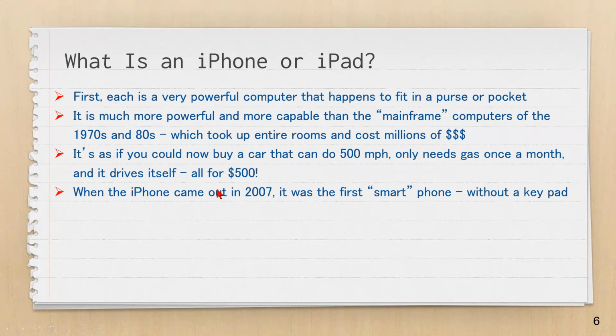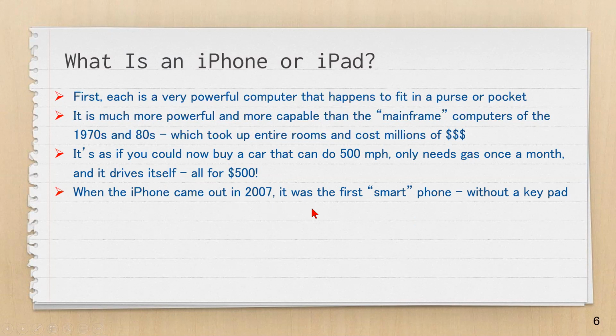So imagine that in comparison, that's like you could buy a car today that can do 500 miles an hour, only needs gas once a month, and it drives itself, all for $500, because that's what it is. A computer that used to cost millions of dollars now costs, even at Apple's expensive prices, say $1,000, and it can do 1,000,000 times more than those computers, which cost millions of dollars. So the iPhone came out in 2007, so it's only 13 years old, which is interesting.